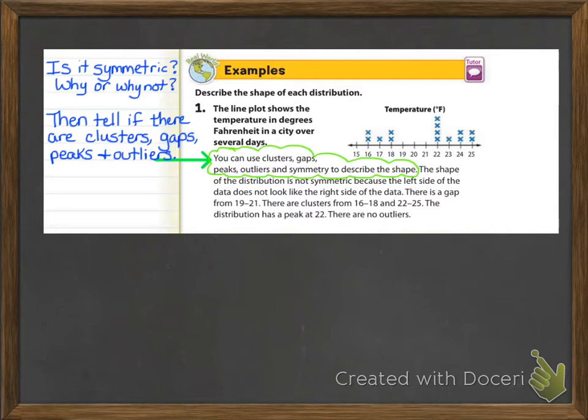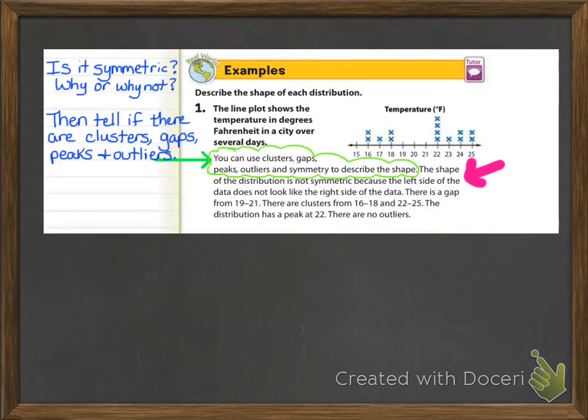You simply would state exactly what I had said, and they've got that information for you right here as well. So then go through all the rest of the words and tell me if there are clusters, gaps, peaks, or outliers. So you can see here that there is a cluster. So there is a small cluster.